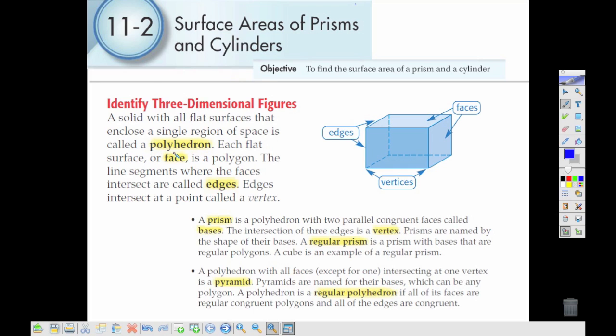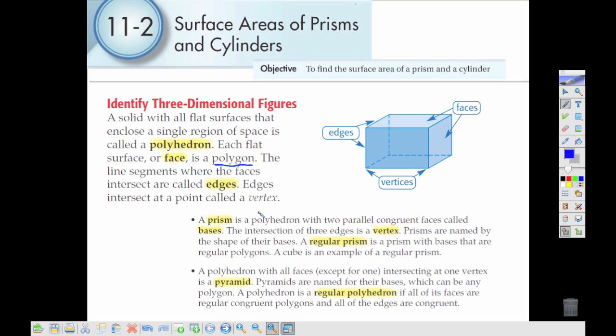A polyhedron is any three-dimensional space where each surface is a polygon. Okay, so polygons will be flat, they have straight edges. So we have no curved surfaces on a prism or a polyhedron.